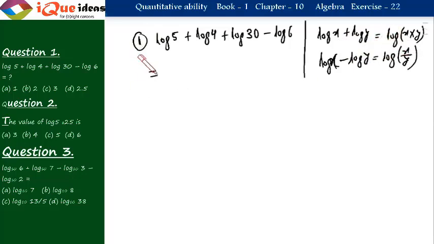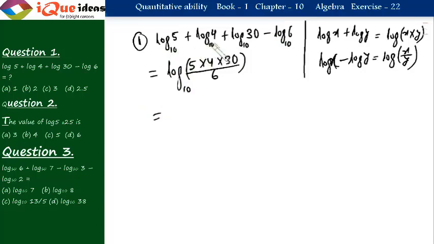Applying this, the question will become a single log of 5 into 4 into 30 divided by 6. So whichever log has a plus sign, the number inside it gets multiplied, and whichever log has a minus sign outside, the number inside it gets divided. And when there is no base, we can assume the base to be 10. The default base is 10. So here the base is 10.